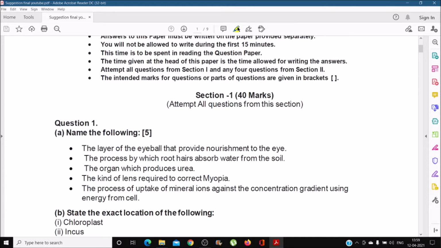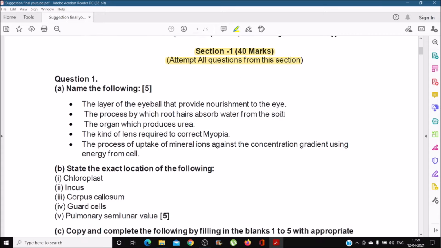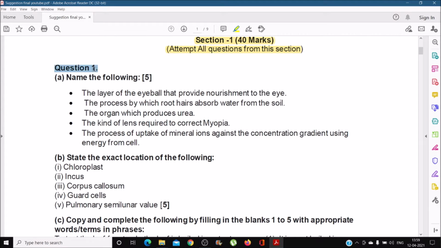At first, we all know that in section 1, 40 marks, we have to attempt all the questions from this section. So question number 1. Now name the following 5. This gives 5 marks, and name the following of these phrases.